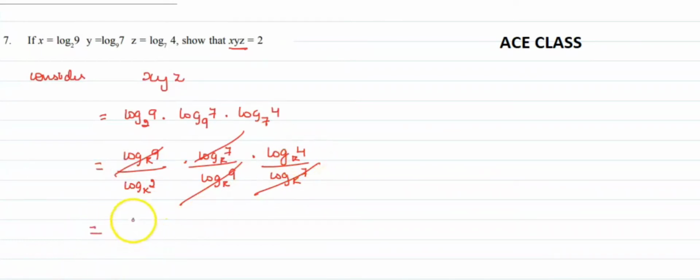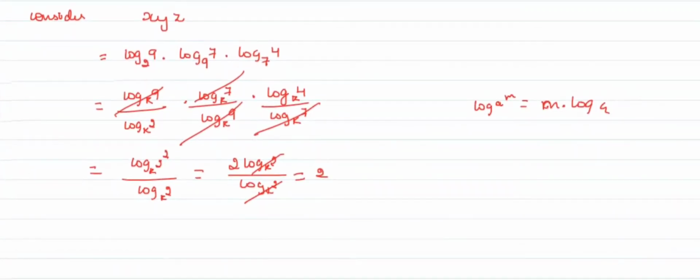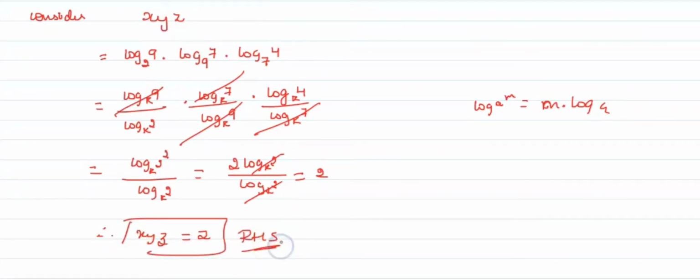So this 4 I can write as 2 square to the base k by log of 2 to the base k. Log of a power m can be written as m into log a. So I will write this as 2 times log 2 to the base k by log 2 to the base k. So this and this will get cancelled. What is left out is 2. That is, the product xyz will be equal to 2, which is your RHS, and hence proved.